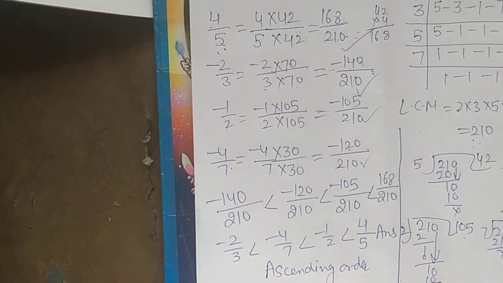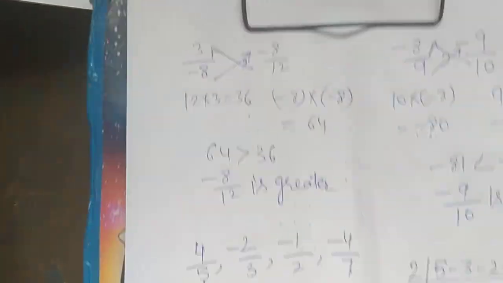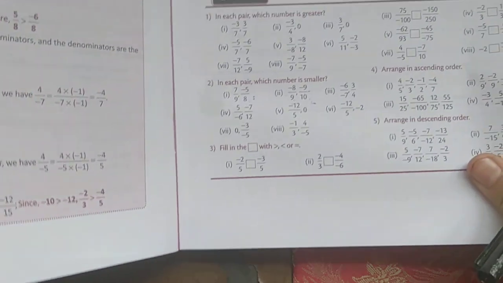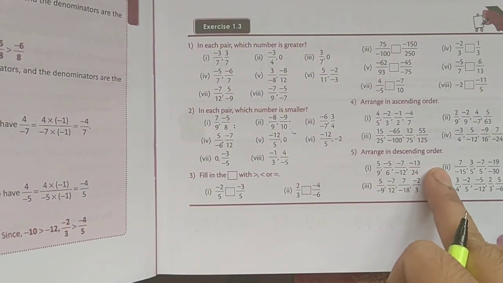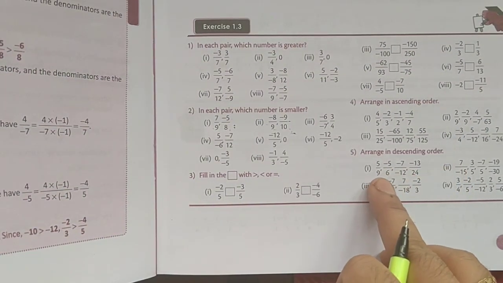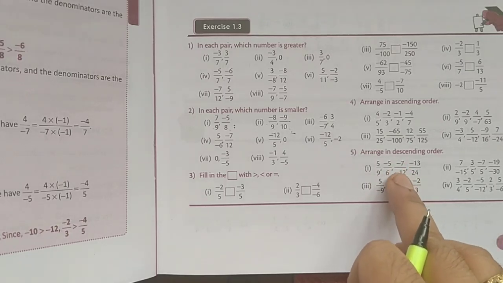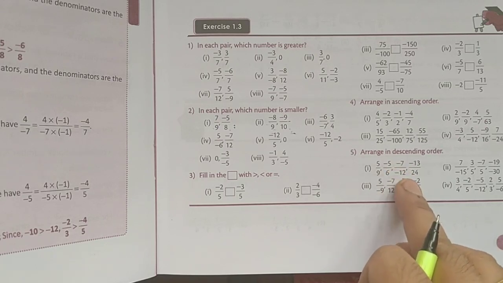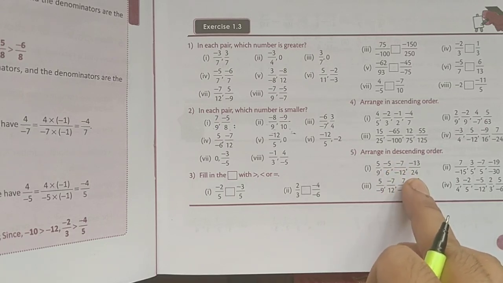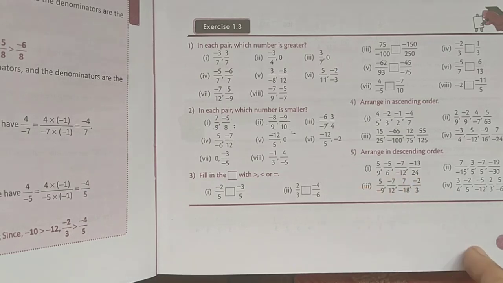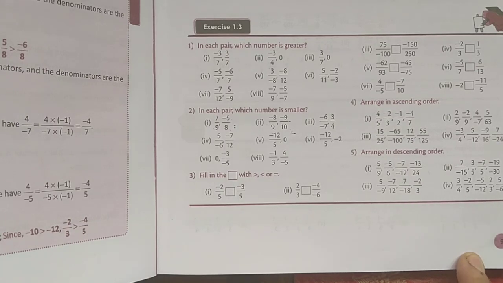Similarly, you can do the other part also, and the same you will do for the next fifth question, that is arrange in descending order. Here you will take the LCM of 9, 6. This will be positive because both the signs are negative. So 12, then 24, you will take LCM and make the denominators same. The method is the same, but your order will be reversed. This you will have to try yourself.